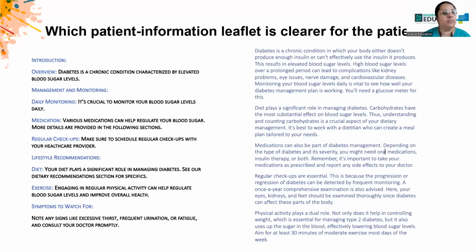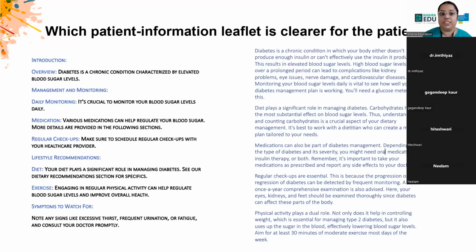If we see the left hand side, we first have the information that it's an overview that we are talking about. And then under the overview heading, we've been given the information that diabetes is a chronic condition characterized by elevated blood sugar levels. So the information about what diabetes is highlighted here. And then it progresses to management and monitoring. And under that as well, we have various sections under which the information is provided.